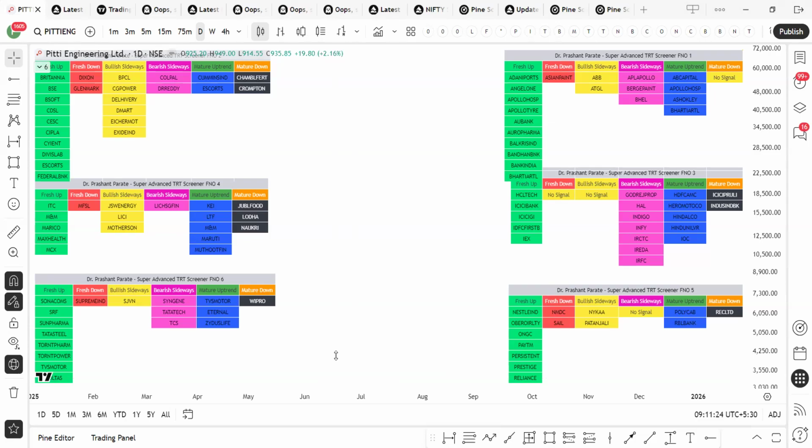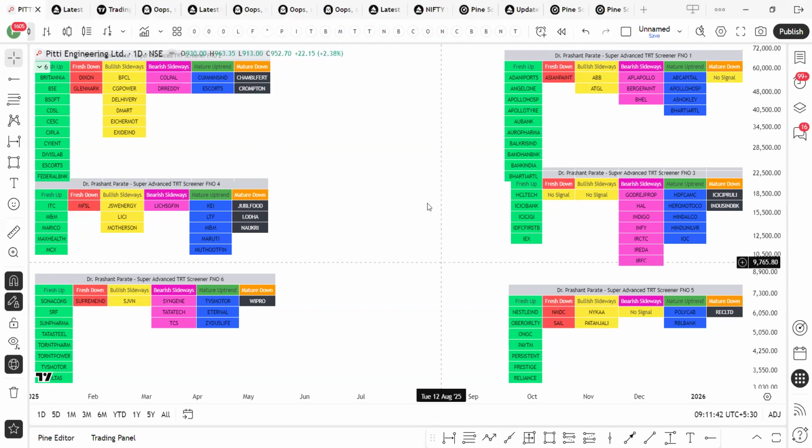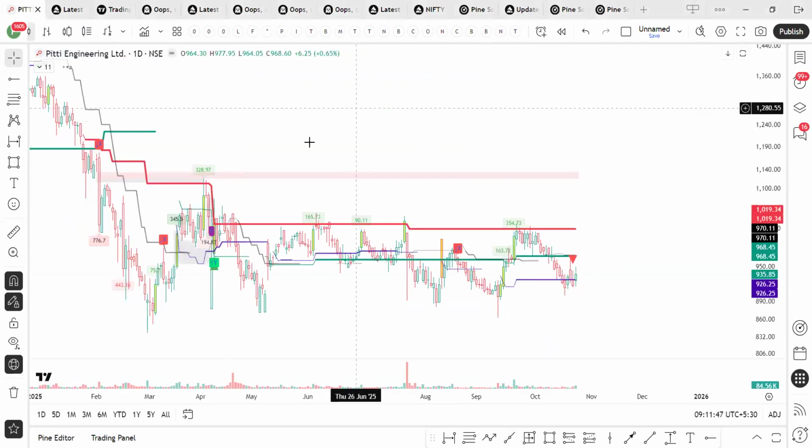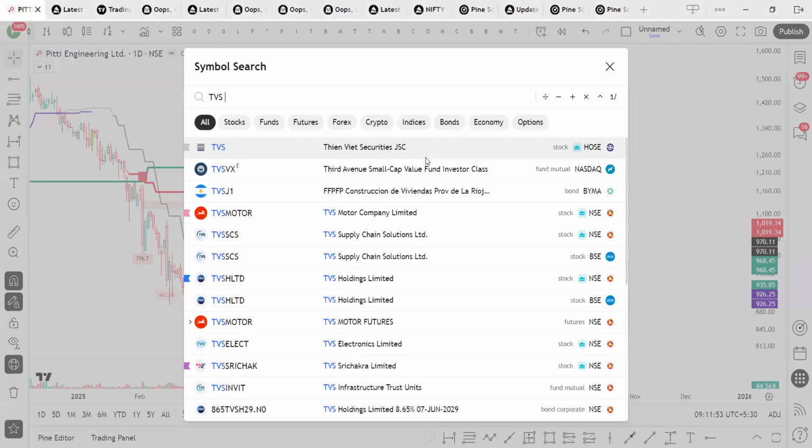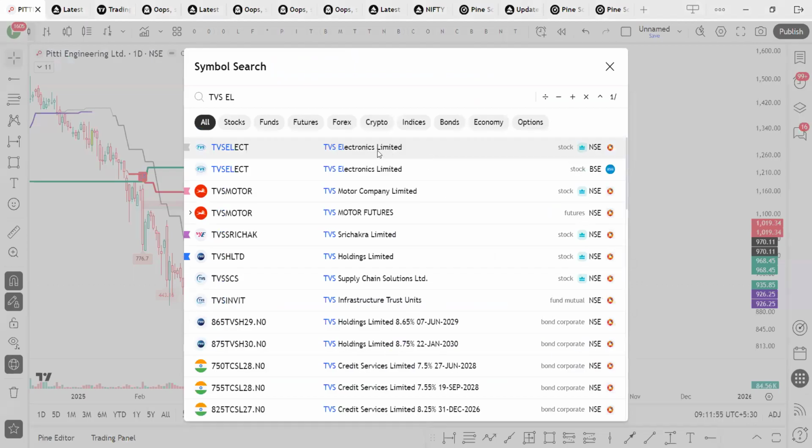So we have discussed how to select the stocks which we have to analyze. I will try to add this and share it on YouTube. Then Rajkumar Maheshwari says, I want to buy TVS Electronics. Okay, so what I will do is, now I don't want to screen, I want to analyze. I will change to my swing entry template. TVS Electronics.